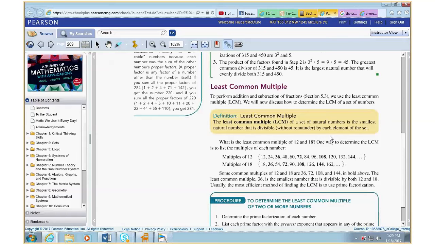What comes first in the alphabet, G or L? G. G comes first, so GCD comes first. LCM comes last. It's one of those things I can never remember.